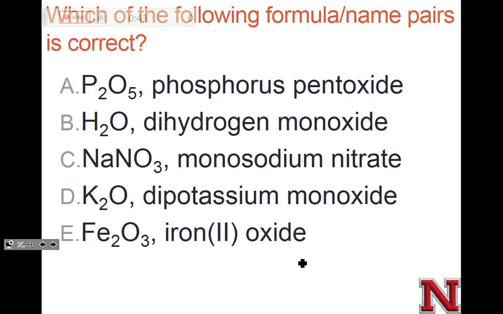The next thing we're going to talk about, well, let's just put together our names. Oh, our covalent bonds.